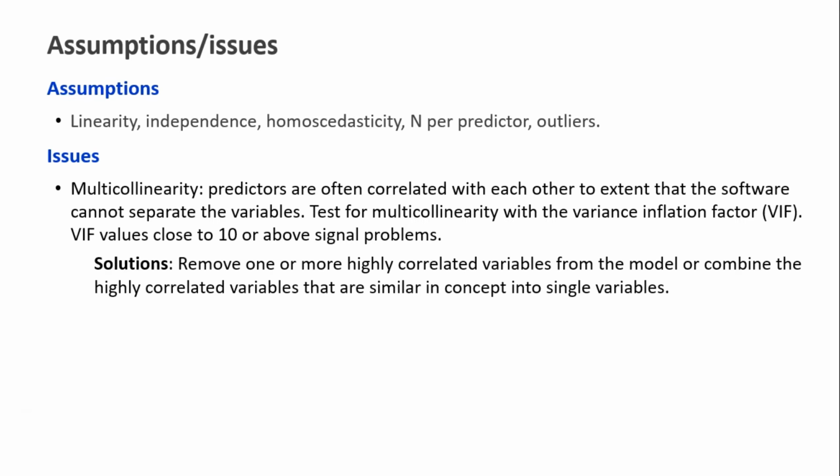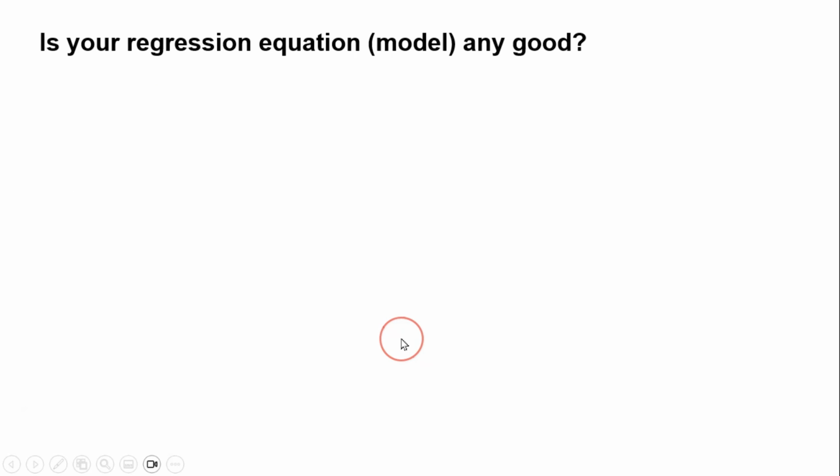So, just this slide again: assumptions and issues with multiple regression. The assumptions are the same, but one additional issue that pops up all the time is this multicollinearity, and you have to deal with that as you proceed. And the last slide then is ways of looking at whether the regression model or equation you have is any good.